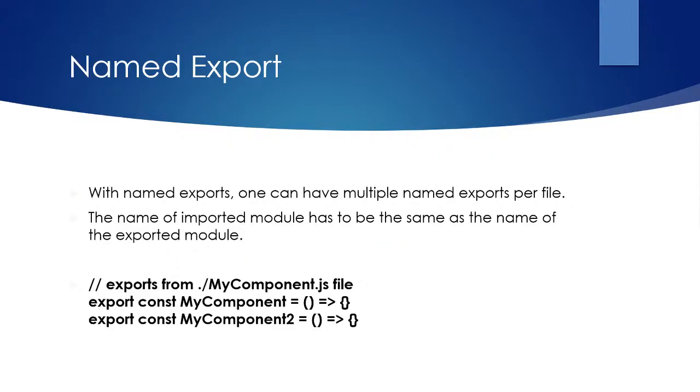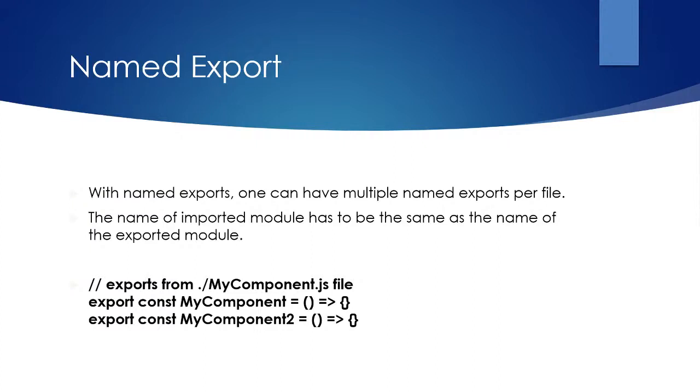Then we saw that there is a default export which we are just using, and then there is something called named export. So with named export we can have multiple exports. With default export we can only have one, but with named export we can have multiple. The name of import module has to be same as the name of export module.